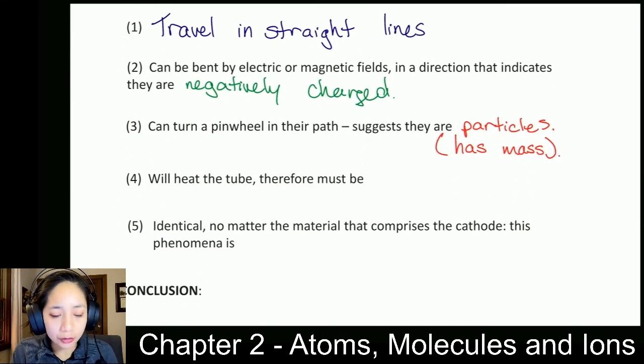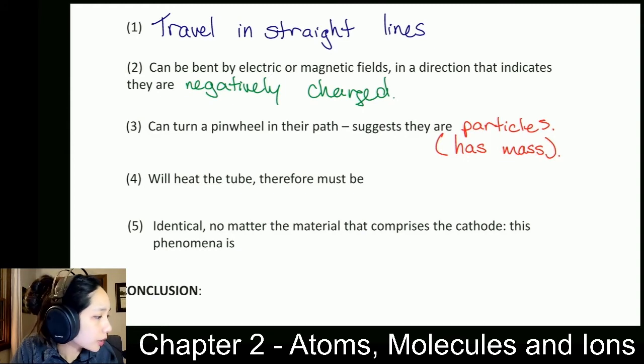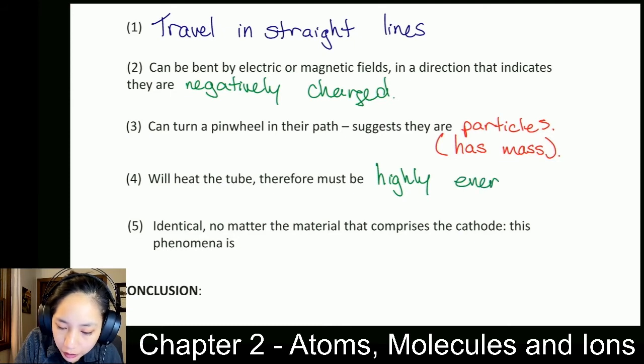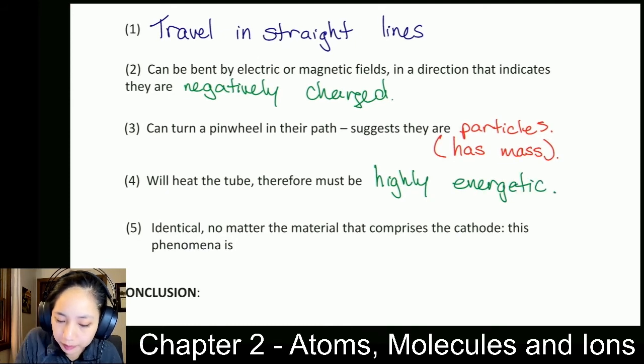Fourthly, the fourth observation they made is that the cathode ray, the ray that they were seeing going across, heats the tube. So that means that whatever is being emitted, discharging from the cathode ray tube, must be highly energetic, because the tube gets hot after a while.